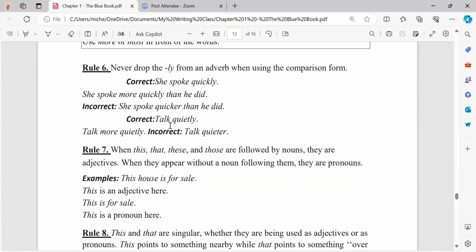So here's the correct one: talk more quietly, and the incorrect one: talk quieter. It's kind of weird, but you can say talk quietly or talk more quietly. So we're using the comparison right here, so we shouldn't drop the ly in that adverb. We're using the comparison form, so talk quieter doesn't make sense right here. So we should use more right here: talk more quietly. If you're confused with this, this correct one should be correct as well.